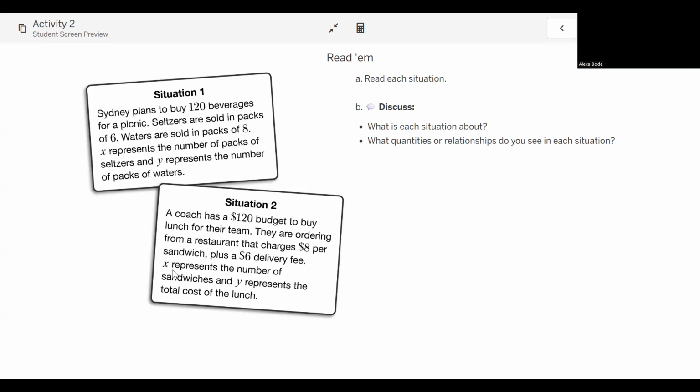But also pay attention to what your X and Y's represent. So in situation one, X represents the number of packs of seltzers, where we know 6 is seltzers per pack. Y represents the number of waters, and there's 8 waters per pack. Whereas in situation two, X represents the number of sandwiches. We know it's $8 per sandwich. Y represents the total cost. Okay? So total cost is that 120 as the maximum.